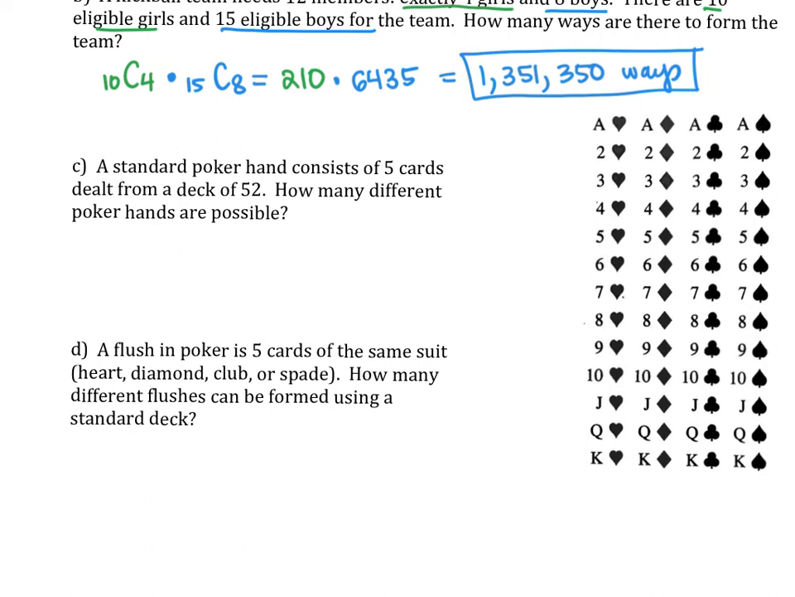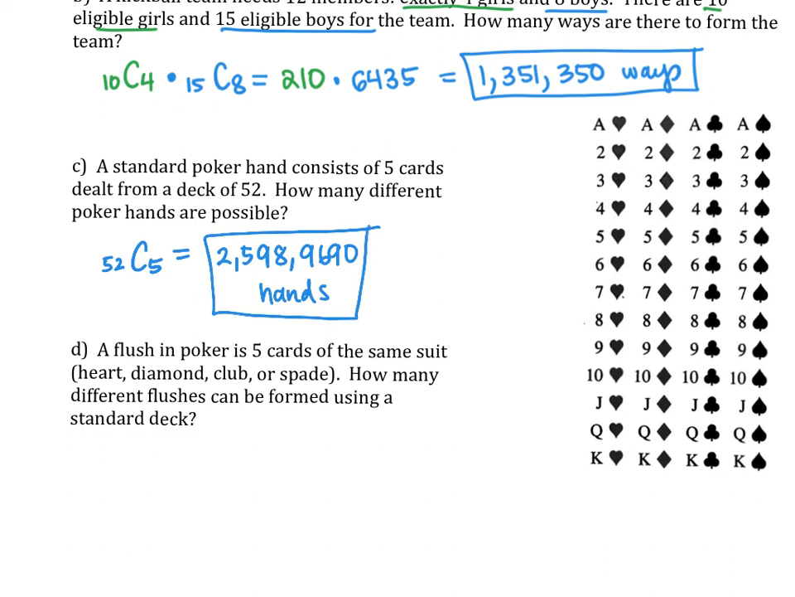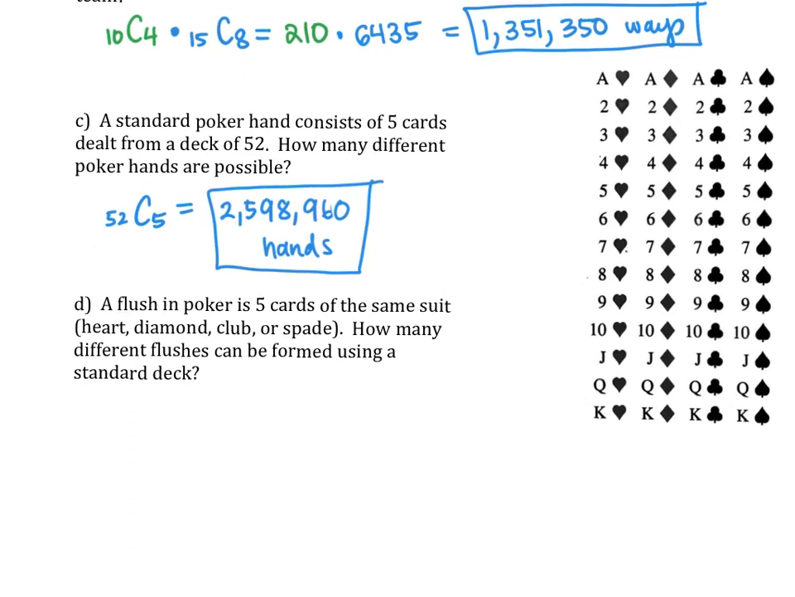Okay, a standard poker. What am I doing? There's a deck of 52. I'm choosing 5. It's a combination because I'm taking a group of 5. I don't care about the order of them because I'm going to rearrange them in my hand anyways. Okay, so I'm going to put this in my calculator. And I find out that there's 2,598,960 hands possible.